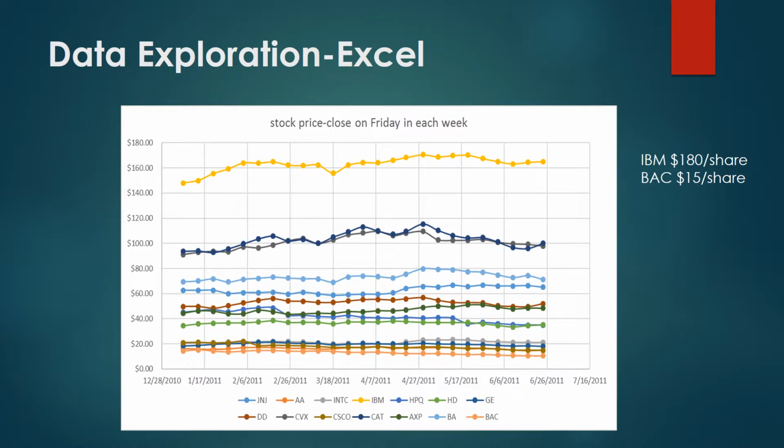Here's a list of stock prices. There's 30 different, like I said, 30 different companies. As you can see, IBM is like the most expensive, and then you have BAC at the bottom, and pretty much most of them are companies that you've heard of: Cisco, Cat, Caterpillar, American Airlines. So a lot of GE, a lot of companies that you've heard of.